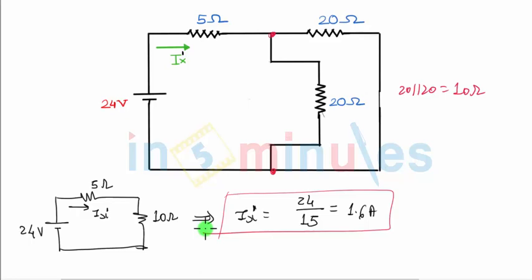Let us now quickly go through the remaining 2 steps in which we consider the remaining 2 sources which were given in the original circuit.